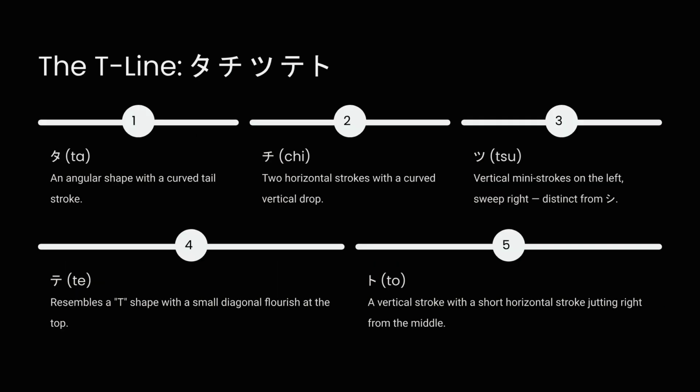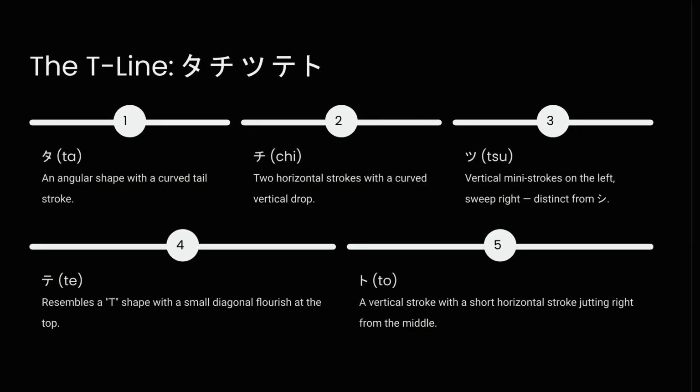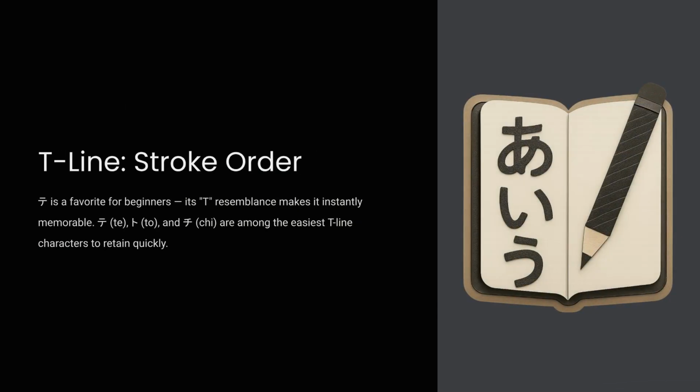The T line includes ta, chi, tsu, te, and to. Ta is an angular shape with a curved tail. Chi has 2 horizontal strokes and a vertical drop. Tsu has vertical mini strokes on the left with a right sweep. Te resembles a T shape. To is a vertical stroke with a short horizontal stroke in the middle. Te is easily memorable because it resembles the letter T. Te, to, and ta are considered the easiest characters in the T line to learn quickly. Focus on stroke order to build your recognition speed.